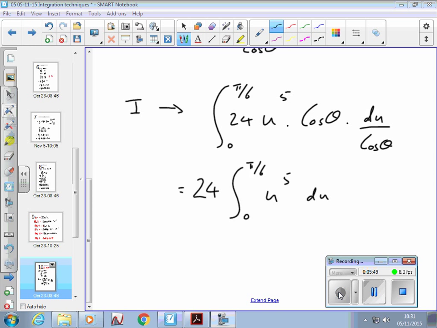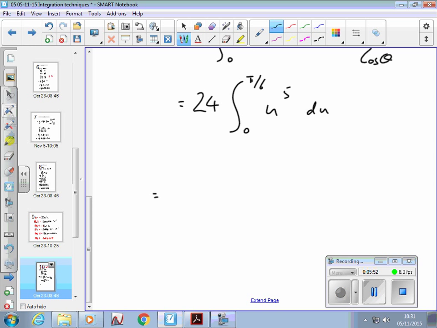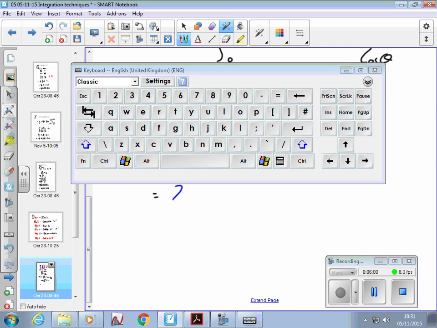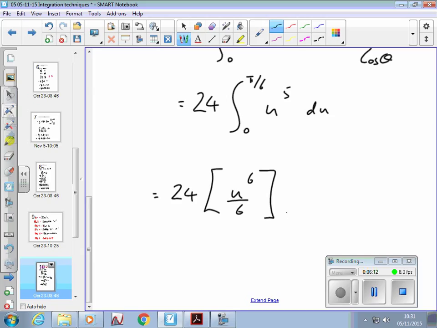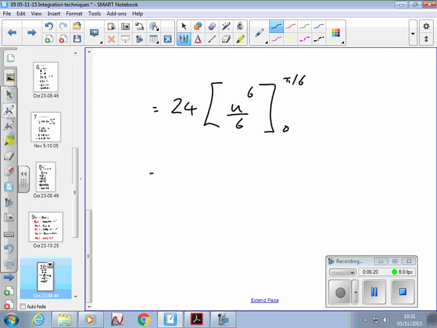So now we can carry on, replace u with the original thing. Sorry, we've got to do the integral, I haven't done that yet. So that's going to be 24 u to the 6 over 6 between 0 and pi over 6. Add 1 to the power, divide by the new power. The 6 can come outside. 24 over 6 is 4. So we end up with this, 4 u to the 6 between 0 and pi over 6.